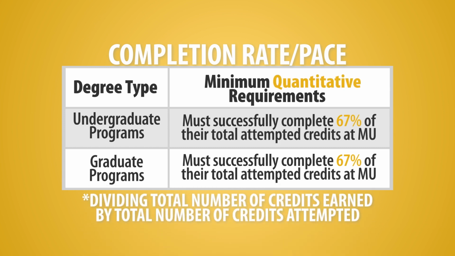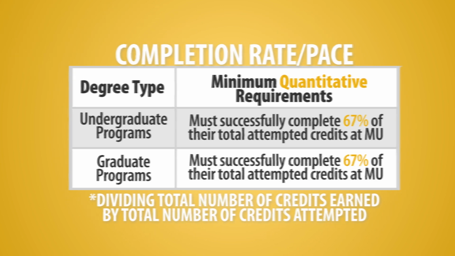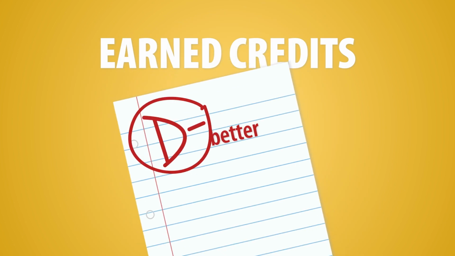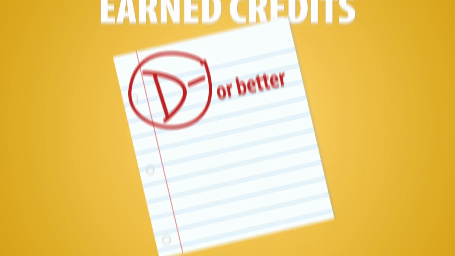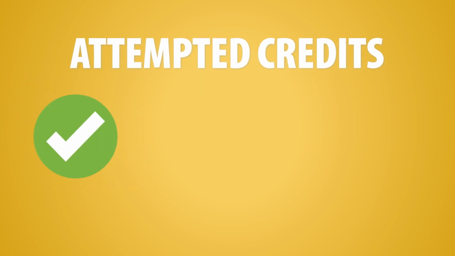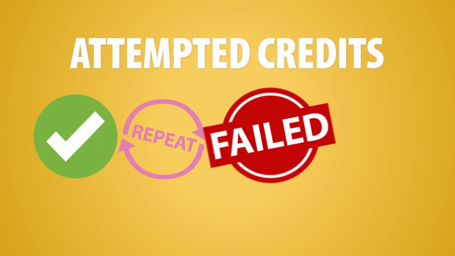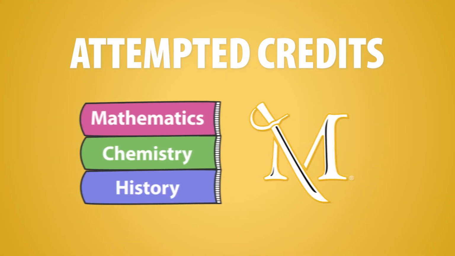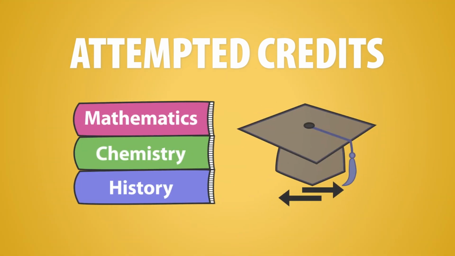This is calculated by dividing the total number of credits you have earned by the total number of credits that you have attempted. Earned credits include any course that you received a grade of D- or better. Attempted credits include courses that you have passed and those you may have repeated, failed, or withdrawn from. Courses taken at Millersville and any credits you have transferred to Millersville count as attempted credits.